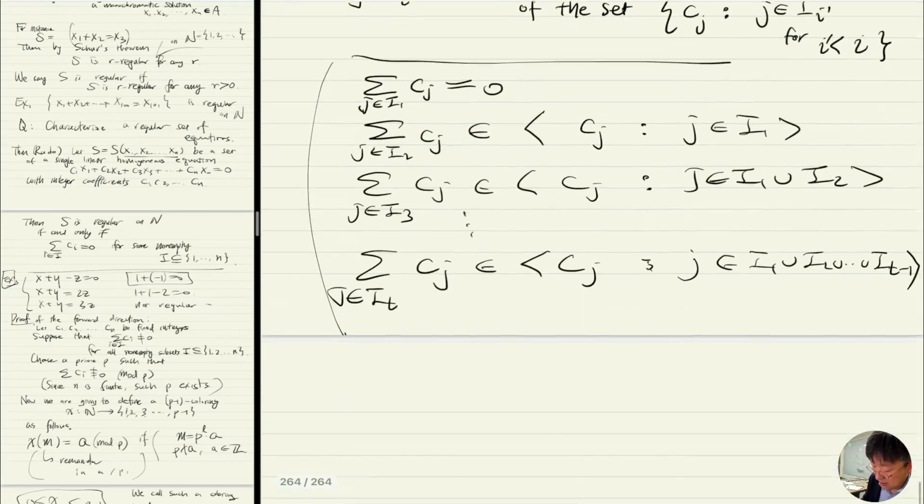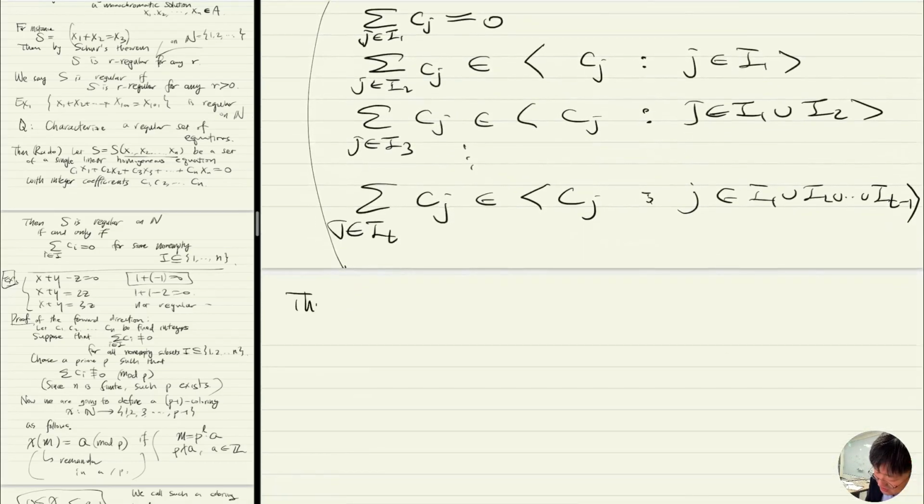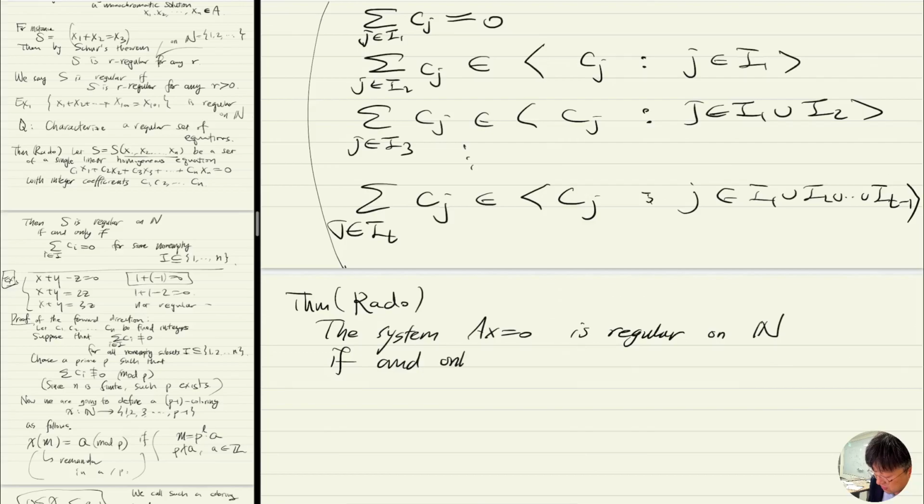And now you can imagine what the theorem is. So Rado's Theorem, which was published in his PhD thesis in the 1930s, is that the system AX equals 0 is regular on the set of positive integers if and only if A satisfies the column condition.